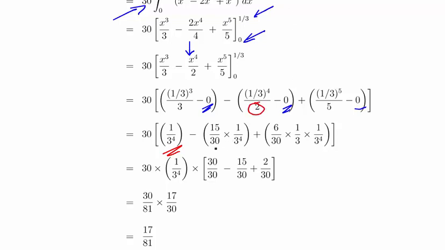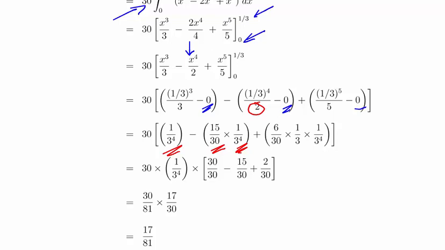1/2, I just re-expressed that as 15 over 30, and we have 1 over 3 to the power of 4 there as well, just like this first term. So that's starting to take shape. Now, 1 over 5 can be rewritten as 6 over 30.